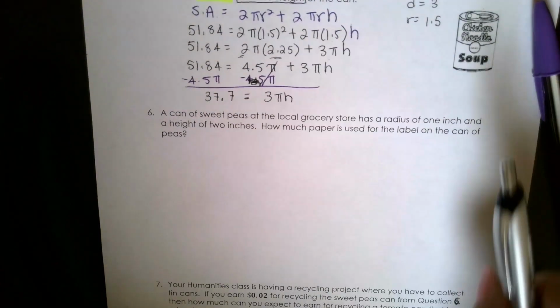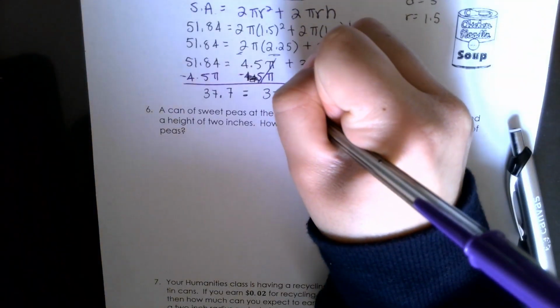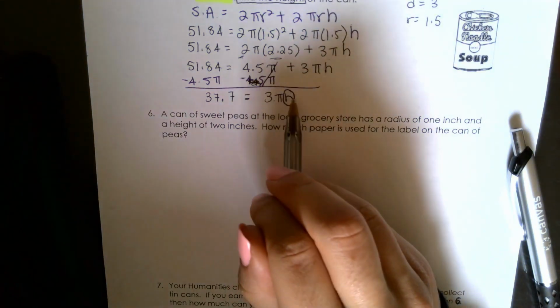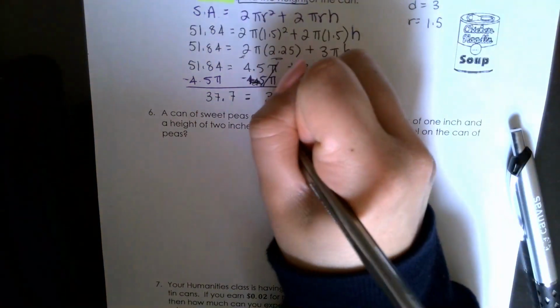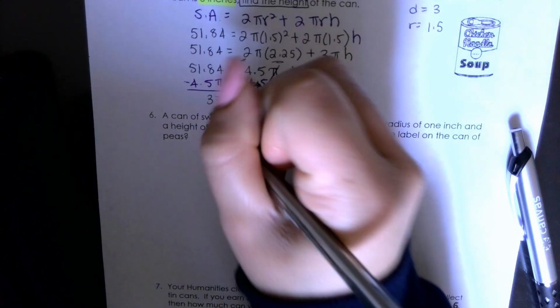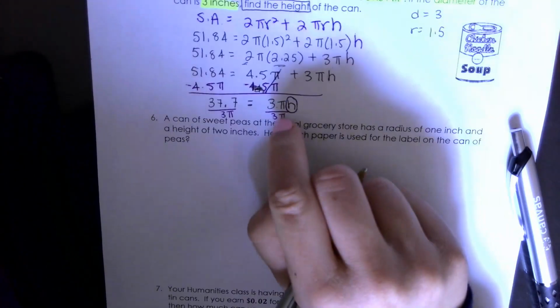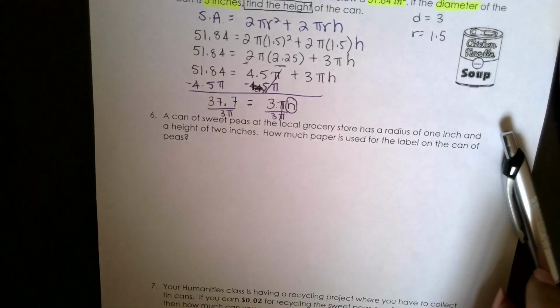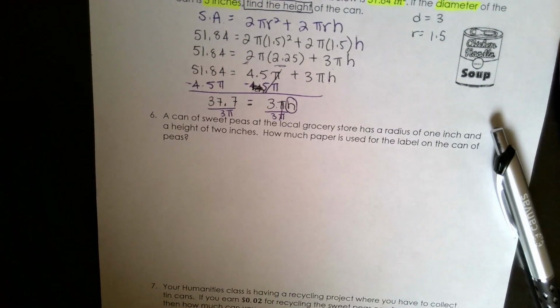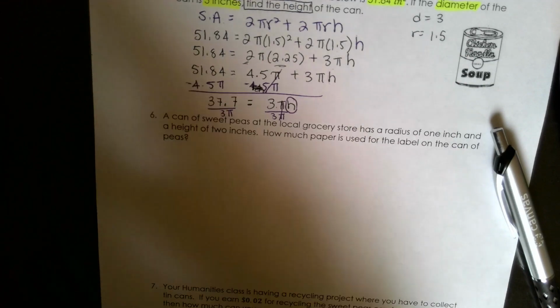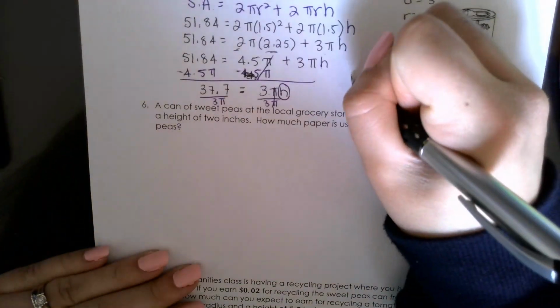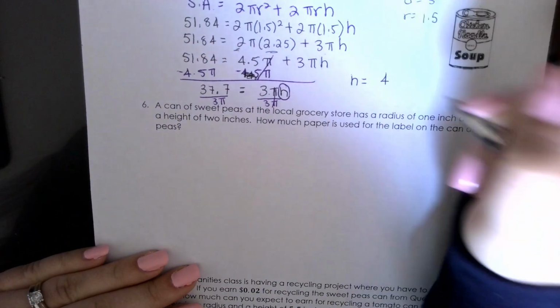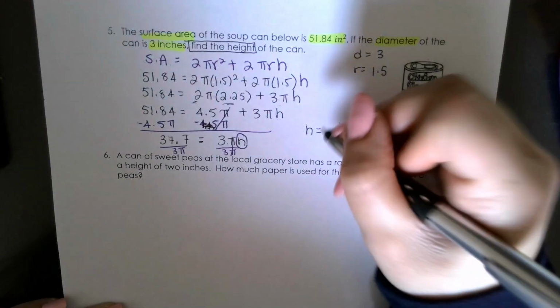My whole point is I want to solve for h. So 3 pi is being multiplied by h, so I'm going to go ahead and divide by 3 pi. Because remember, that's just the number pi. So now we have 37.7 divided by 3 pi. And you will get 4.009, blah, blah. So my height here of the can is going to be 4. And what's the units? It's in inches, so it'll be 4 inches.